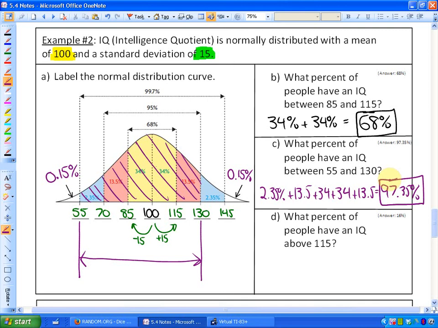And the last question in this particular lesson says: what percent of people have an IQ above 115? You might want to pause this if you'd like to and look at the answers in a little bit. So maybe try that on your own if you'd like to.